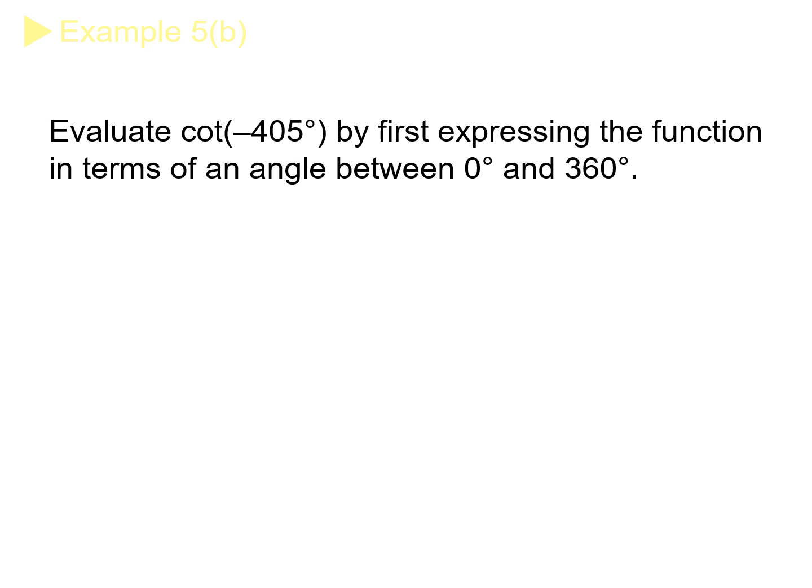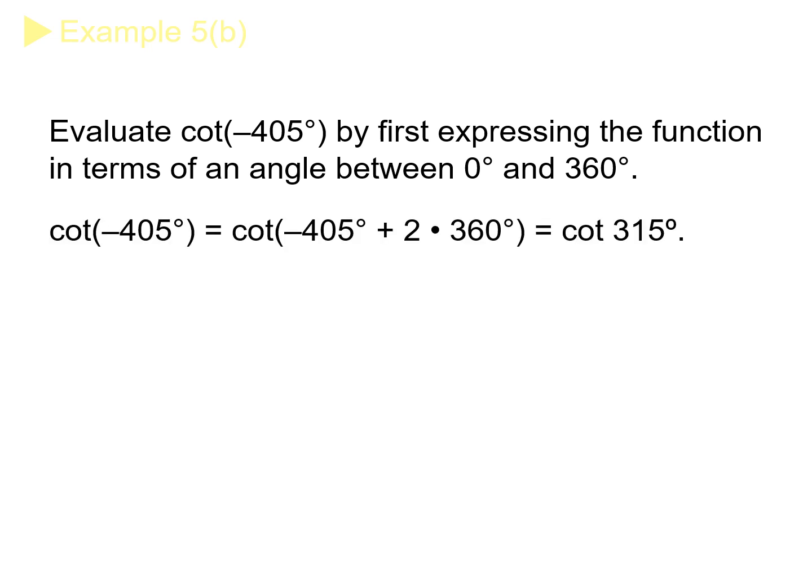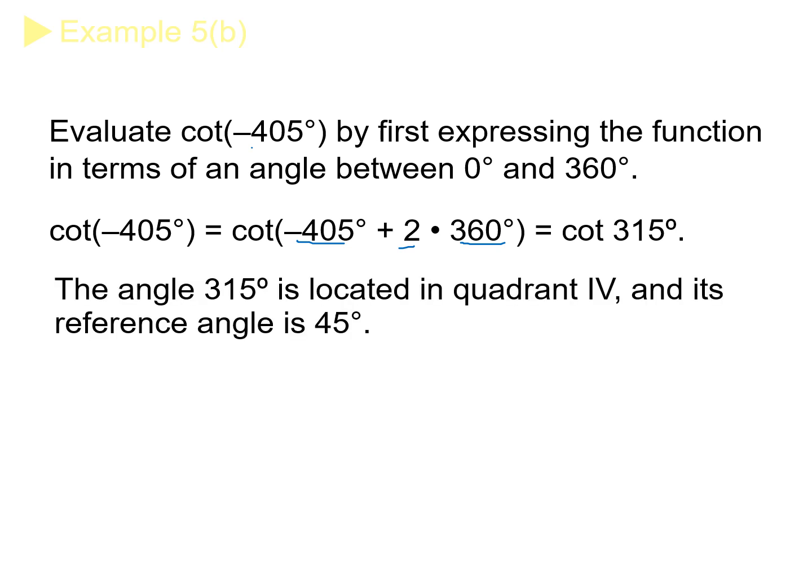Find the cotangent of negative 405 by first expressing the function in terms of an angle between 0 and 360. All right, so to find the coterminal angle, when I divide 405 by 360, I get 1 point something. Now, because this is negative, I'm going to add 1 to that. So I'm going to look at negative 405 plus 2 times 360. That's where I added the 1. So this becomes cotangent of 315 degrees. Now this is in quadrant 4, and the reference angle is 45. So the cotangent of 315 is equal to negative cotangent of 45, or negative 1.